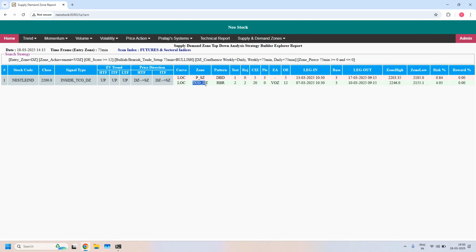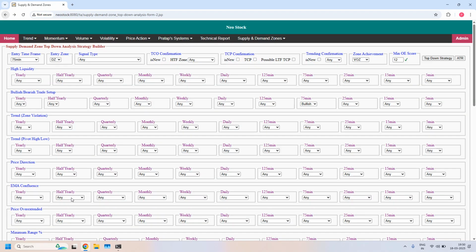That means this 75 minutes demand zone is overlapped with daily demand zone. Both together again overlapped with the weekly demand zone. And weekly trend is up. So if weekly demand zone is having weekly EMA confluence, then this 75 minutes demand zone is having even more high probability to get success. Let's verify if weekly demand zone is having weekly EMA confluence.